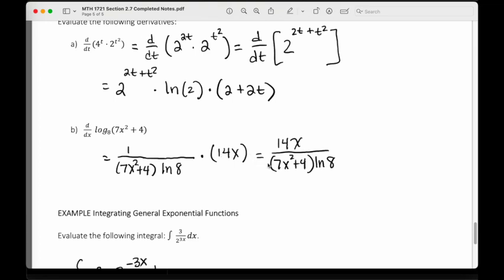And then when I clean it up and write everything together, I get 14x over 7x squared plus 4, all times the natural log of 8. Now be careful the way you write this. If you don't put the parentheses around it, your calculator is going to think that the 4 is being multiplied by the natural log of 8 only. You want to make sure that that whole inner function is being multiplied by the natural log of 8, not just this last item here.